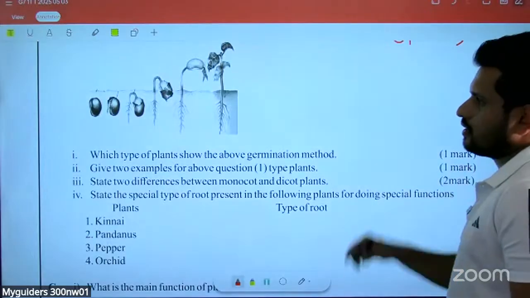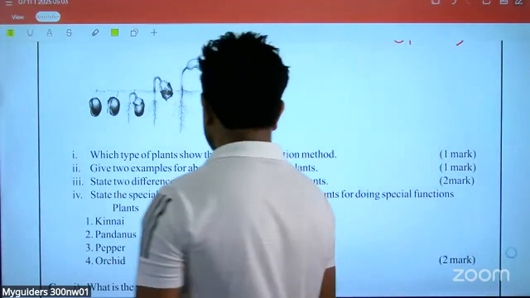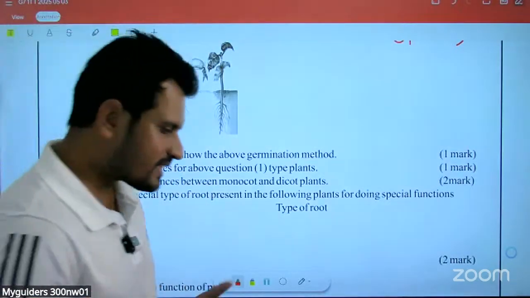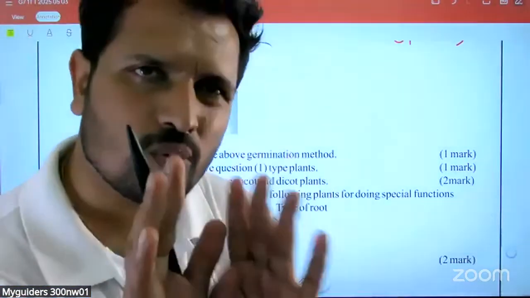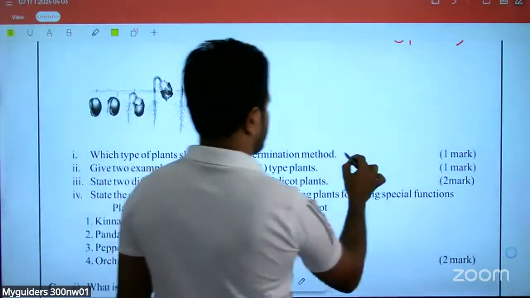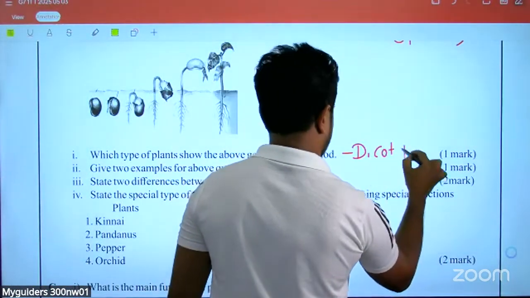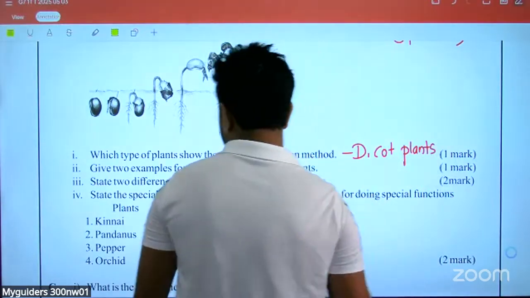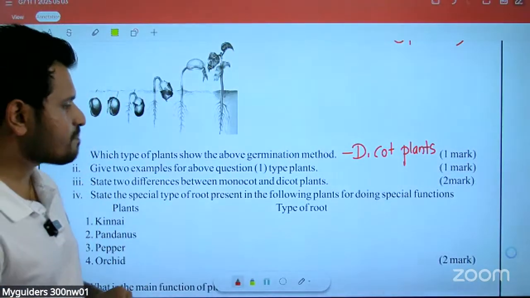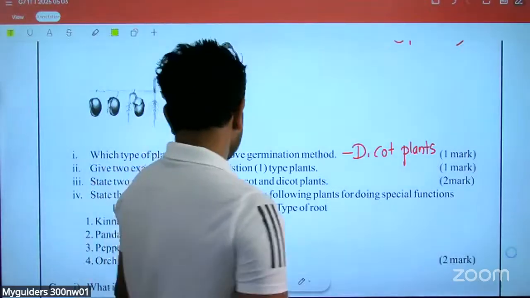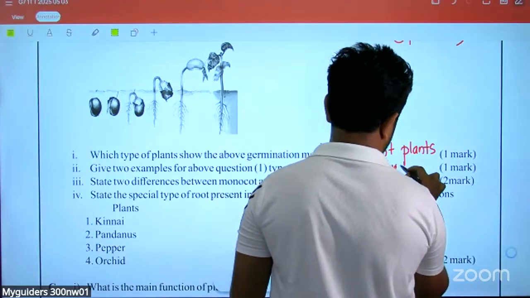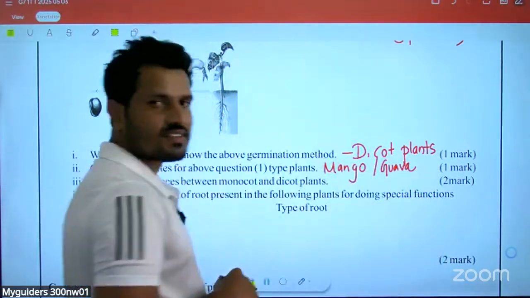Right. Which type of plant shows the above germination method? මේ method එක පෙන්නන්නේ මොනකොටද ඩයිකොට්ද කියලා අහන්නේ. You can observe two cotyledons clearly here. That means dicot plants. Next one. Give two examples for the above type of plants. මේකේ අදාළ plants මොනවාද? Mango, guava, these sort of examples.